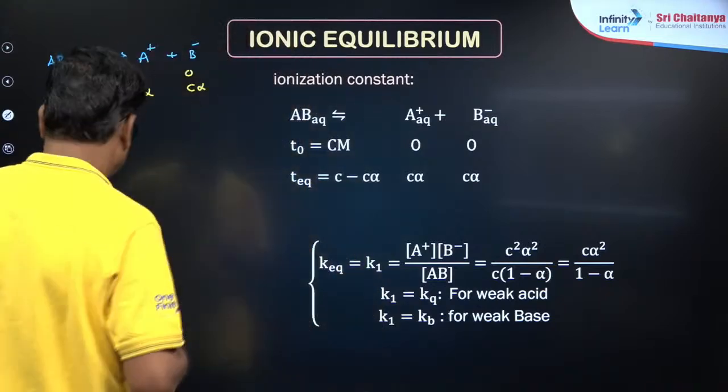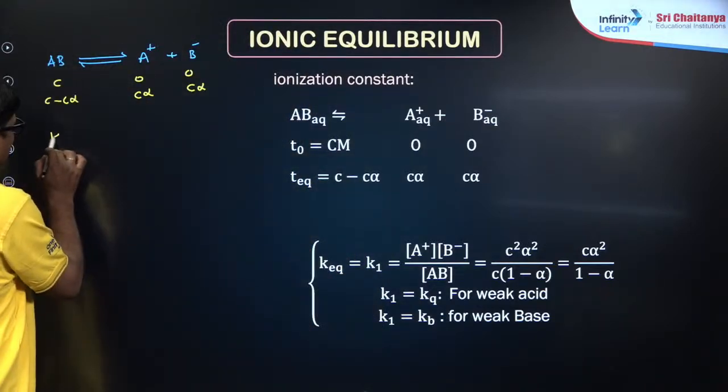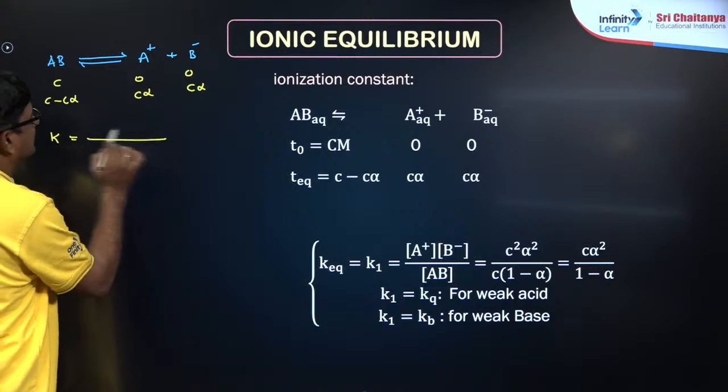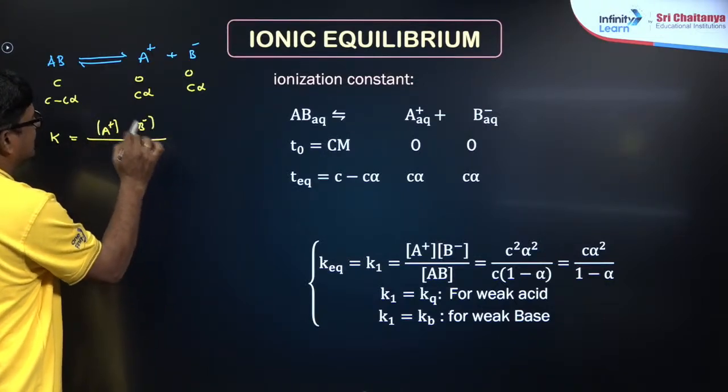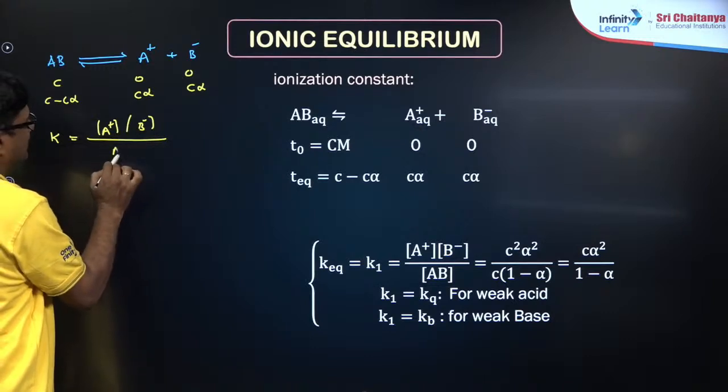Okay. So the equilibrium constant K is written as A plus, B minus over AB.